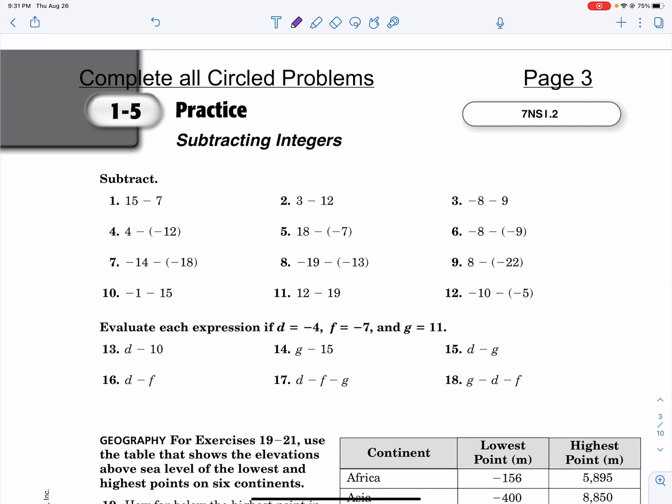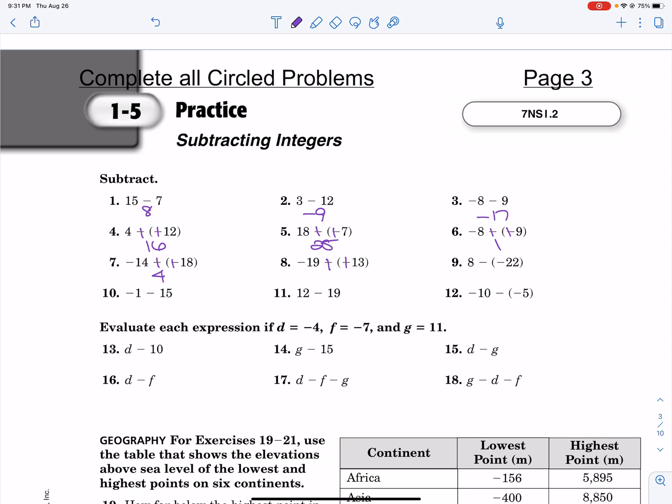All right. So 15 minus 7 is 8. 3 minus 12 is a -9. Okay. -8 minus 9 is a -17. My two negatives here make a positive. So then 4 plus 12 is 16. -18 minus a -7, that becomes 18 plus 7, which is 25. -8, and then this makes a plus 9, which gives me a positive 1. -14, and then that turns into a positive 18, so I get positive 4.